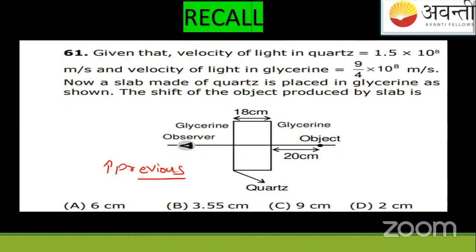Okay. What it says is: given that the velocity of light in quartz is this much. Which one is quartz in this? Quartz is basically this glass slab. So basically they have given you a glassy slab, made up of quartz material. It's a naturally occurring element, no? Its width is also given, T equals 18 centimeter. They say that the velocity of light is 1.5 into 10 to the power 8 meter per second. So I will write this thing first.